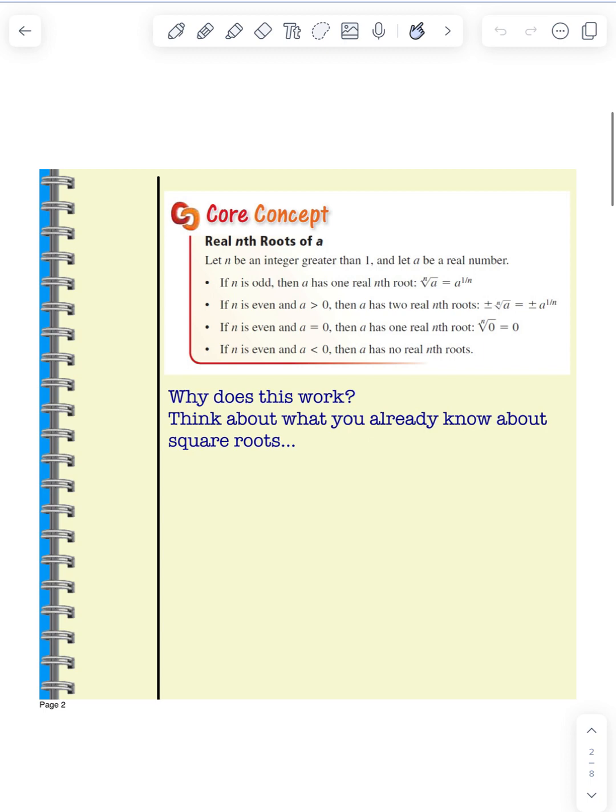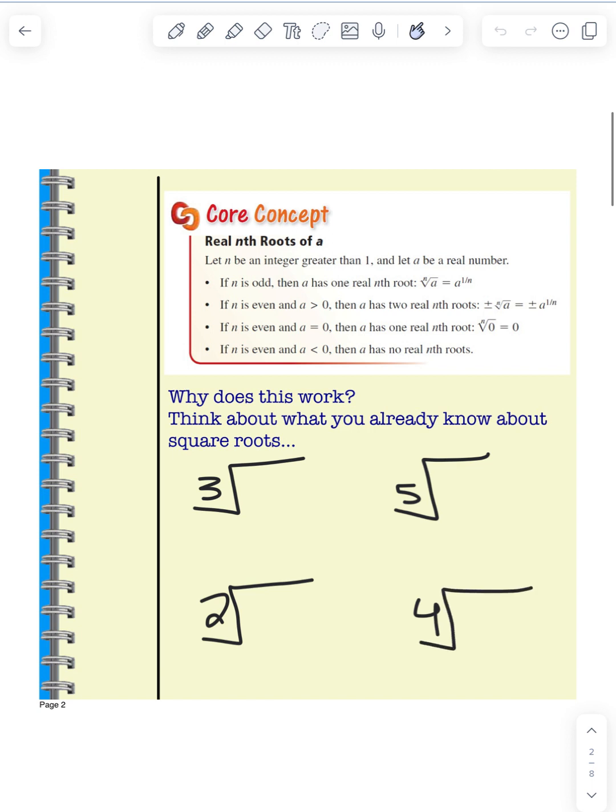All right, before we get started solving, there are a couple of important core concepts to be aware of. First off, if n is odd, so if I have the third root or the fifth root, then the problem is going to have one real solution. However, if n is even, so the square root or the fourth root, then it has two real solutions. This is because both 2 squared is 4 and negative 2 squared is 4. So the square root of 4 would have two solutions, both 2 and negative 2.